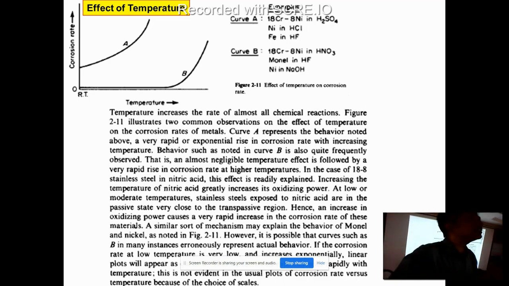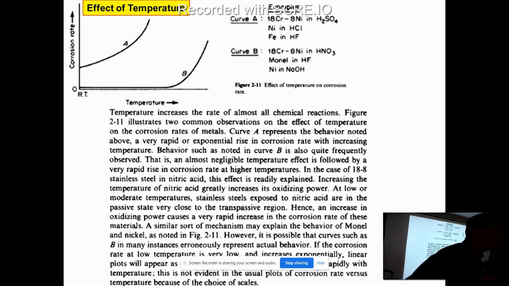See, what we studied in the CRE, what is the effect of temperature in reaction kinetics? What is Arrhenius law? The temperature dependence of reaction rate is given by Arrhenius. K equals K naught e power minus E by RT. It increases exponentially; just a 1 degree rise in temperature doubles the reaction rate, as we have discussed.